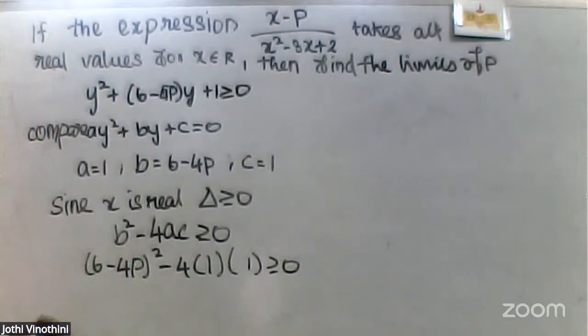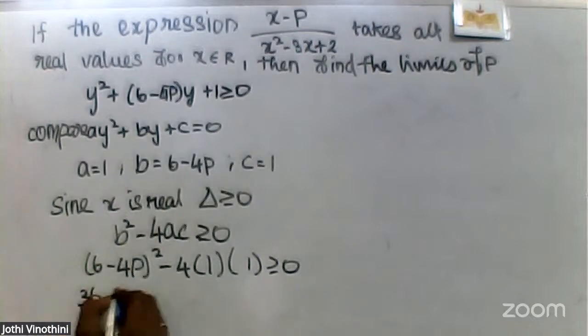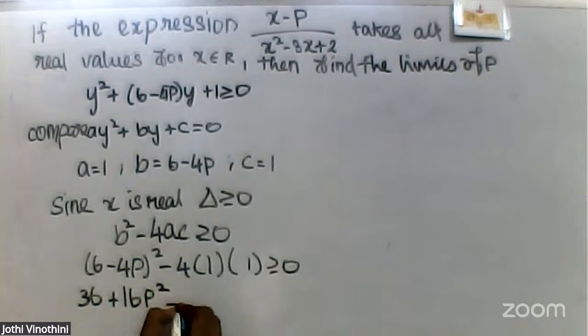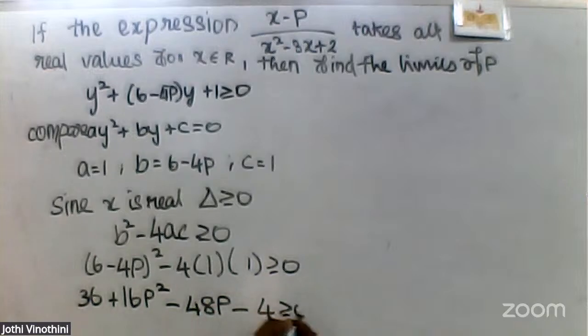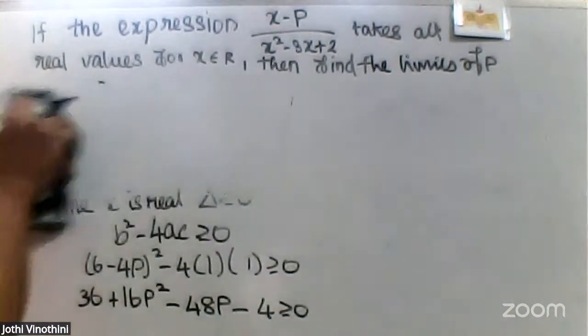So it is in the format of a minus b the whole square, which gives 36 plus 16p squared minus 48p minus 4 must be greater than or equal to 0. Okay? Okay. So I will give you a minute so that you can copy this and we will move to the final step. Right? Right, shall I wrap? Yes.